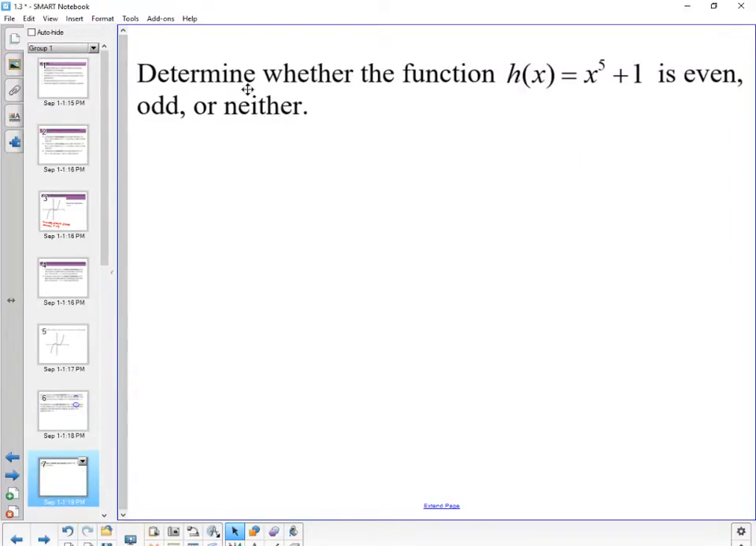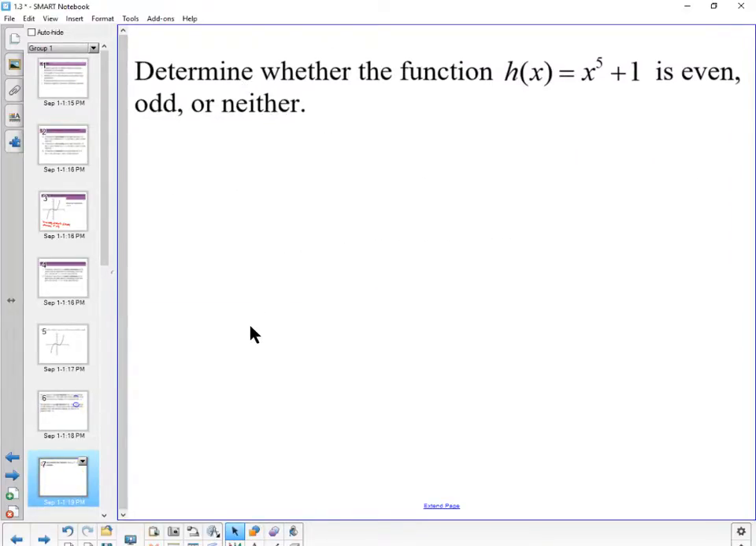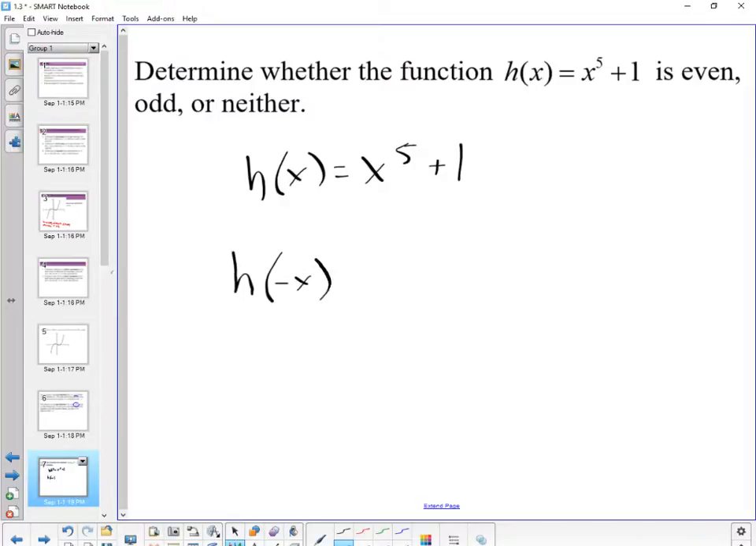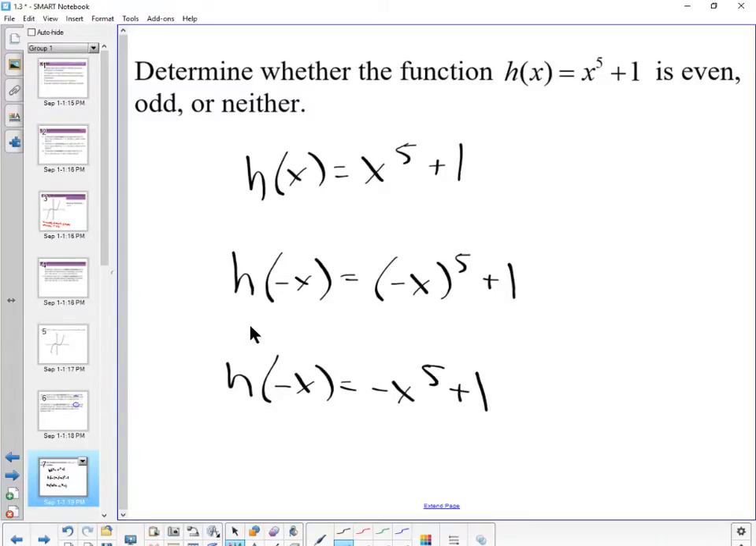Check this out. Determine if this function is even, odd, or neither. Ready? So here's what I'm going to do. My function is h of x equals x to the fifth plus 1. I'm going to replace x with a negative x. So I'm going to plug that in. I've got negative x to the fifth plus 1, correct? I've taken x and replaced it with negative x. Then I have this, don't I?